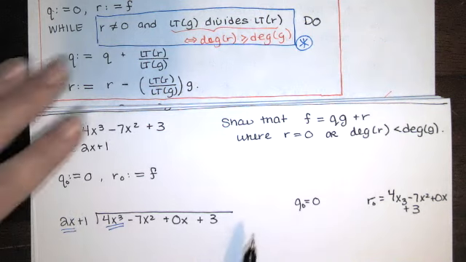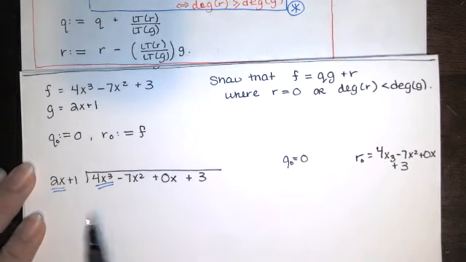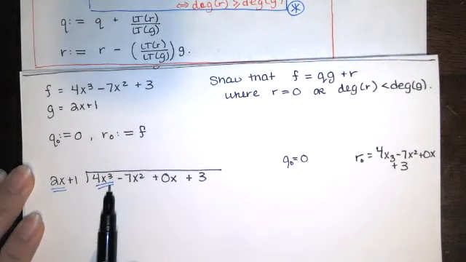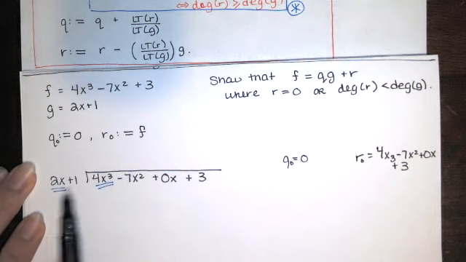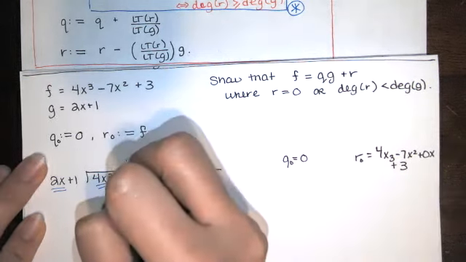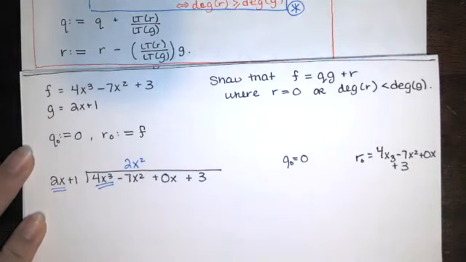You've done this before. Again, if you were doing this problem in college algebra, I would say to you, focus on this term and this term, and you'd say to yourself, 2x times what gives us 4x cubed? Well, 2x times 2x squared would give us 4x cubed.